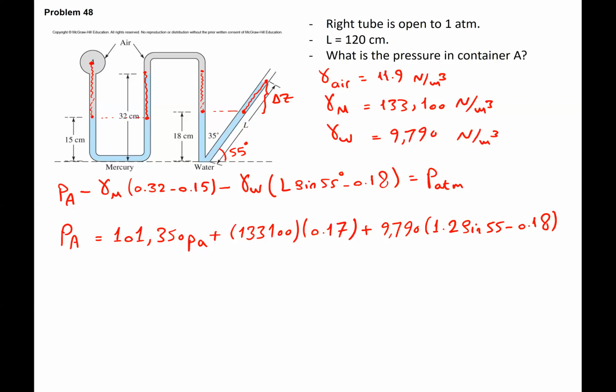And if you simplify this, you get the value of pressure at A, which is approximately 131,840 Pascal. Or you can say approximately 131.8 kilo Pascal.